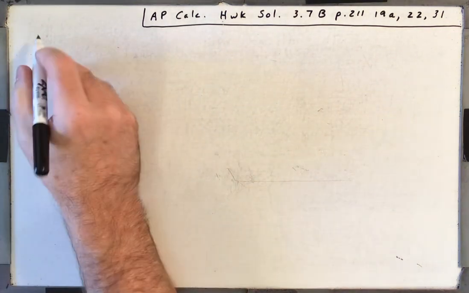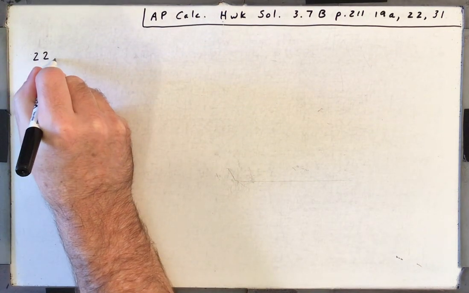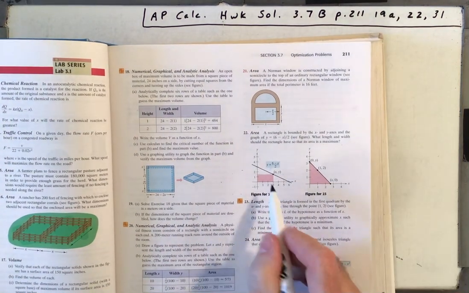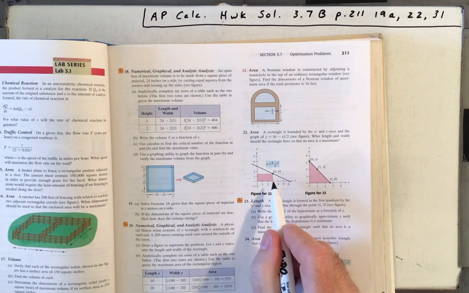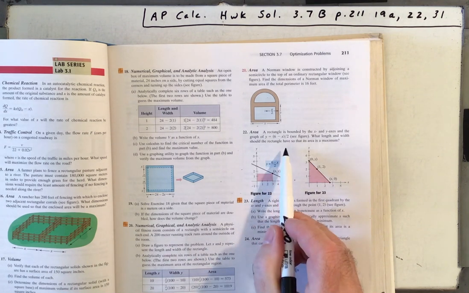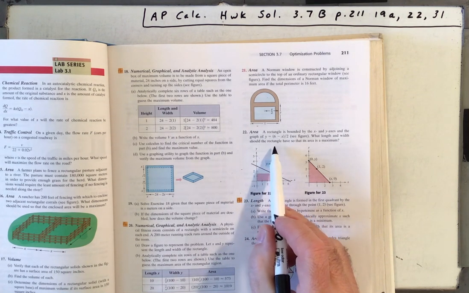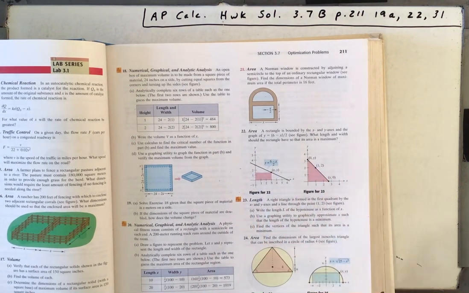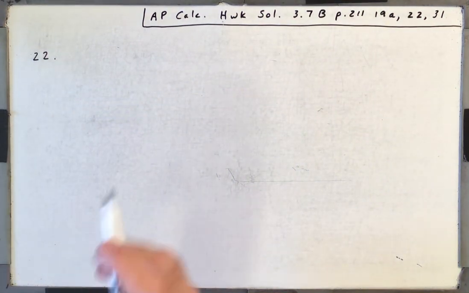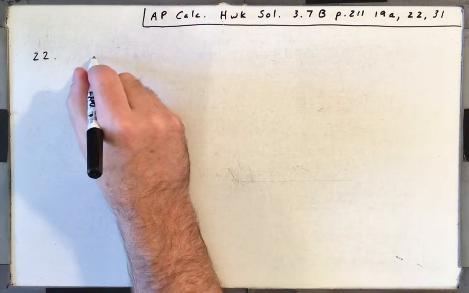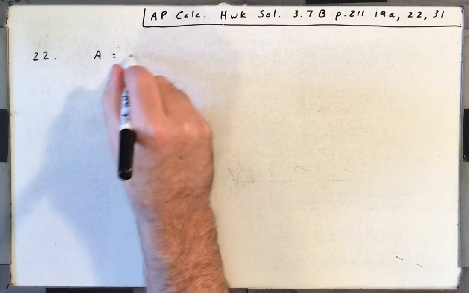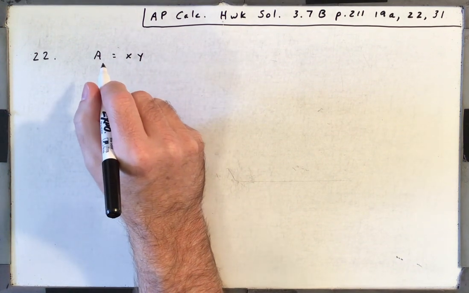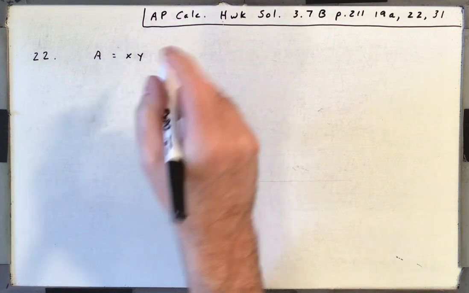Okay, number 22. That is in your book, this picture right here. And we want to know what length and width will give the rectangle an area that is maximum. So you're just trying to get what is x and what is y. So we need an equation for area. For a rectangle, area is just x times y. And then it already tells us y in terms of x.